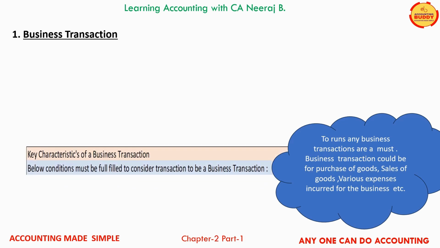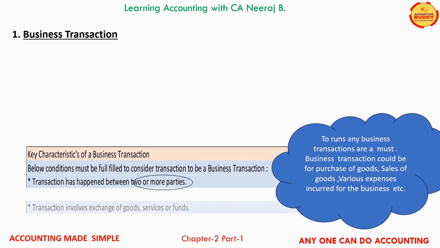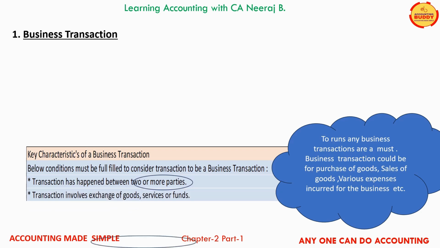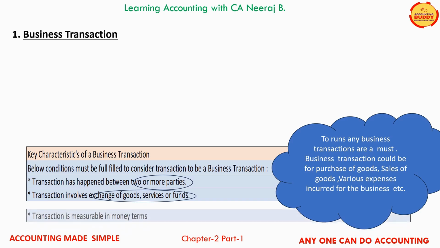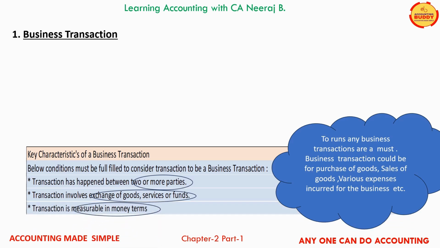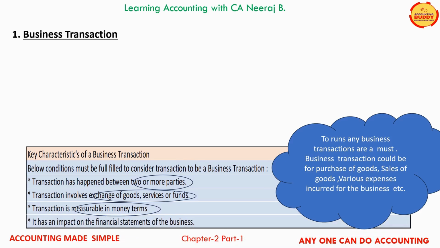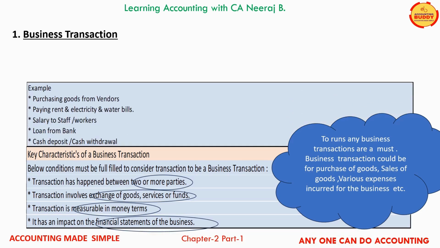Let us now understand the characteristics of a business transaction. There must be two or more parties. It must involve exchange of goods, services or cash among the parties. The transaction must be measurable in terms of money. It has an impact on the financial statements of the business, that is, it must trigger an accounting transaction.